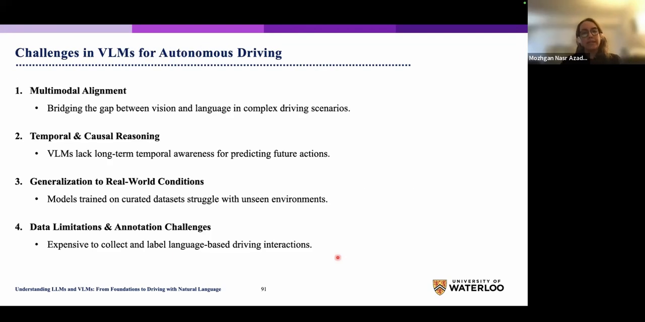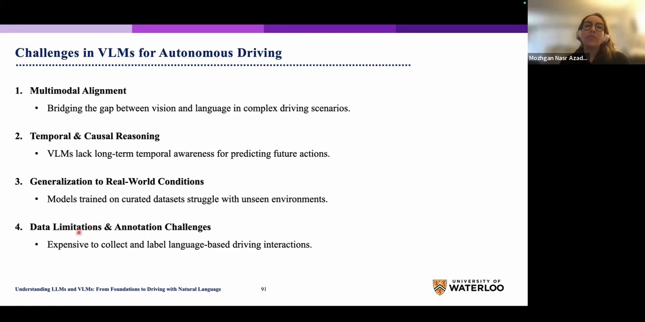So now we see that this has been done before, but what are the challenges? We still have this bridging the gap between vision and language for long video understanding, complex driving scenarios where a lot of events are happening or a lot of objects are involved. Then we still need better temporal and causal reasoning. This is just the early stage of this research field, where we still need more VLMs to better understand long-term temporal awareness. We still need models that can generalize to real-world conditions.